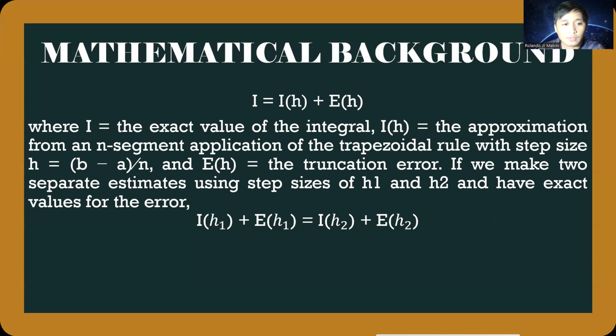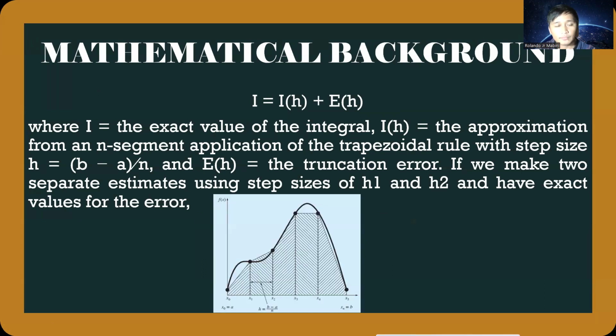If we make two separate estimates using step sizes of H1 and H2 and have exact values for error, our equation would lead us to I of H1 plus E of H1 must be equal to I of H2 plus E of H2. Again, this H is the step size of the trapezoidal rule.